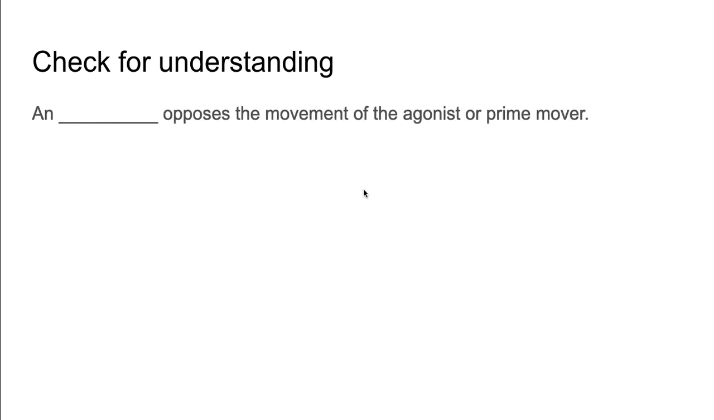All right. And blank opposes the movement of the agonist or prime mover. So take a moment, think about what the response would be, and you can go ahead and pause the video, and if you're with someone, go ahead and discuss it with them. Okay, let's see what the answer is. It is an antagonist that opposes the movement of the agonist or prime mover.